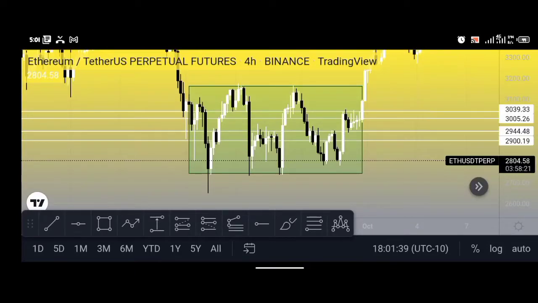In our previous class, we talked about the trending market. That is one of the examples of market structure. The second example of market structure is the ranging market. So this is an example of a ranging market.